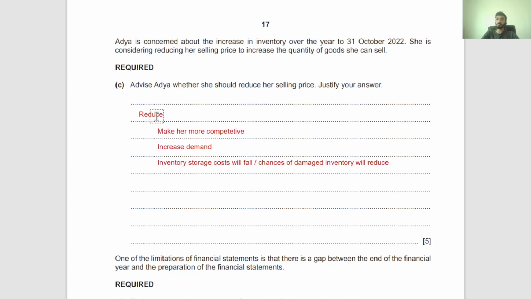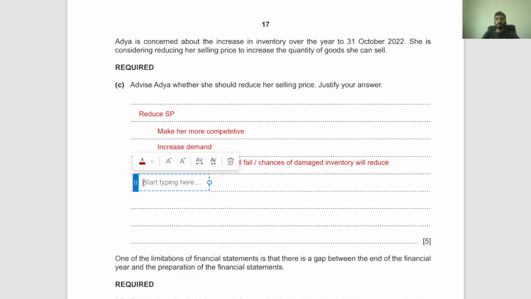Okay, you can come up with your own points. Never write your exam answers like this. This is just an outline, just some bullet points. You must write your answer in a proper paragraph manner.